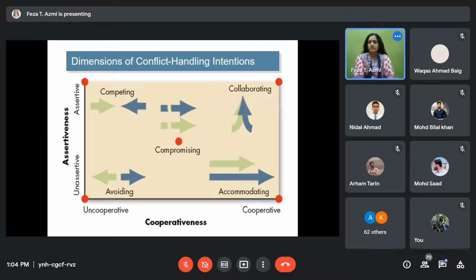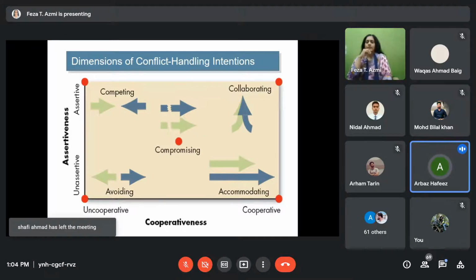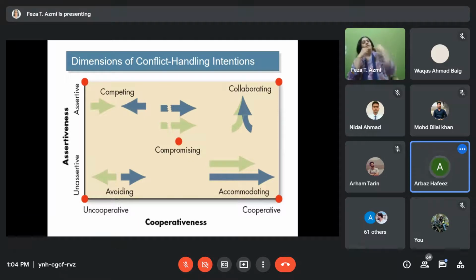Arbaz? Ma'am, like we talked about the competing part. So if the person is sure that the other person's idea is right, then it might be good. But sometimes some disagreement should also be there if he's not sure about the other person's idea.